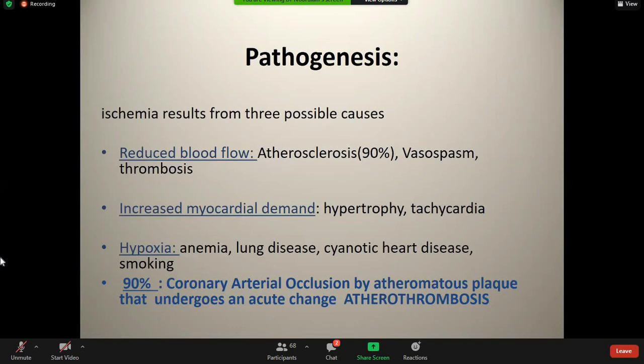What are the possible causes of the ischemia other than blood flow? In more than 90%, atherosclerosis, vasospasm, and thrombosis. And there is an increased myocardial demand due to hypertrophy, tachycardia, and hypoxia due to anemia, lung disease, cyanotic heart disease. But the 90% cause is the coronary arterial occlusion by the atheromatous plaque that undergoes an acute change, atherothrombosis.